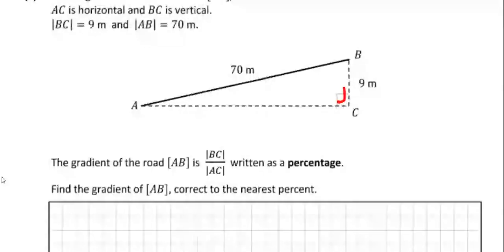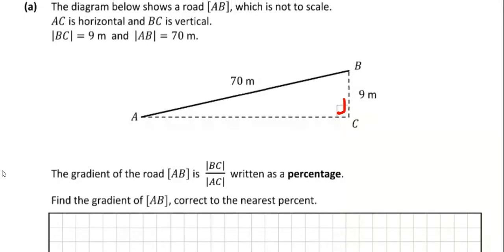The first question is asking us to find the gradient of A to B. And it tells us what it is. It's the length of BC divided by the length of AC. The gradient of the road AB is written as a percentage. Now, we don't know what AC is, that's the issue. It's BC divided by AC.